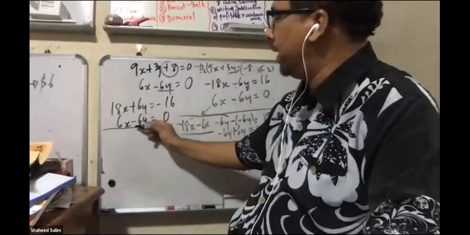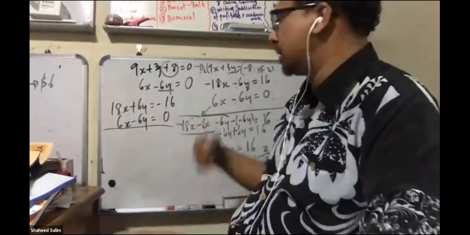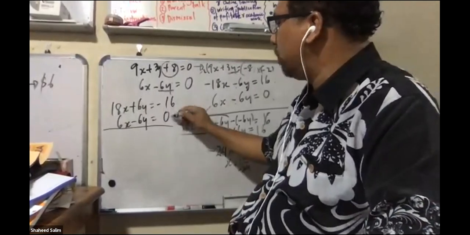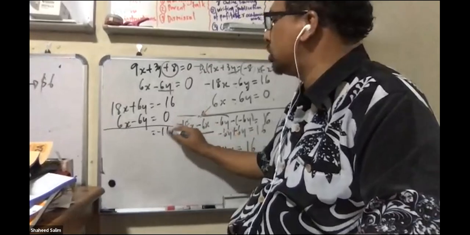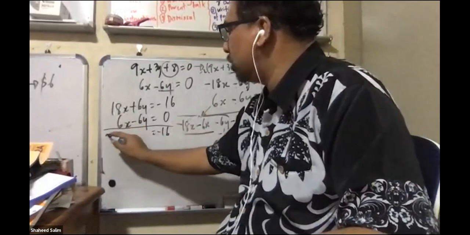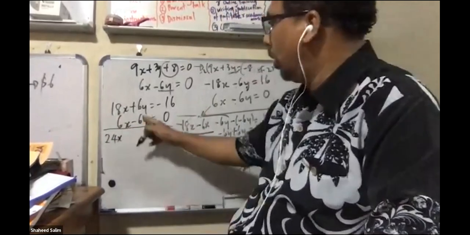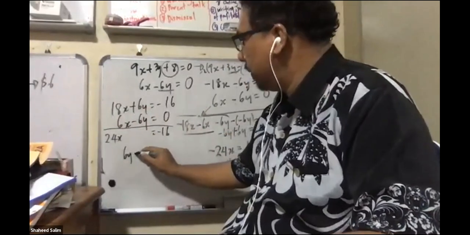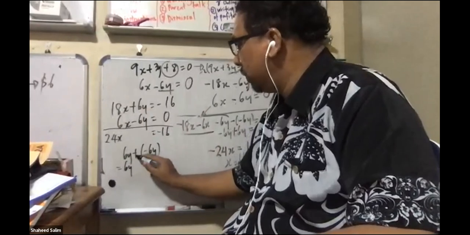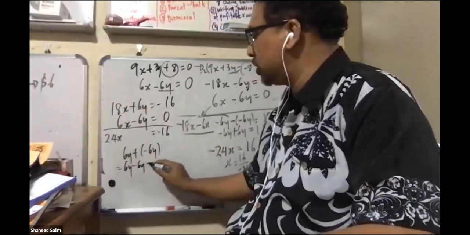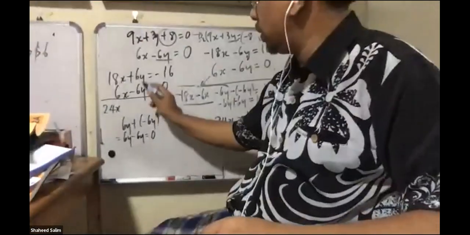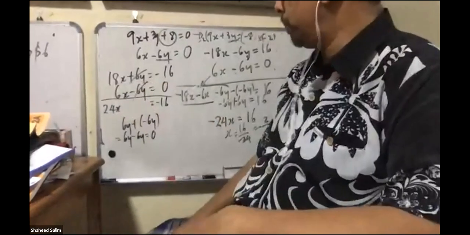I told you down here, if you minus, it doesn't work. You must plus. So how to plus? This one plus this one, minus 16 plus 0 is minus 16. This 18 plus 6 is 24x. Watch this one, 6y plus minus 6y. If I open up the bracket, 6y plus minus is minus 6y, minus 6y equals to 0. Can you see now? So this one disappears when I plus them.